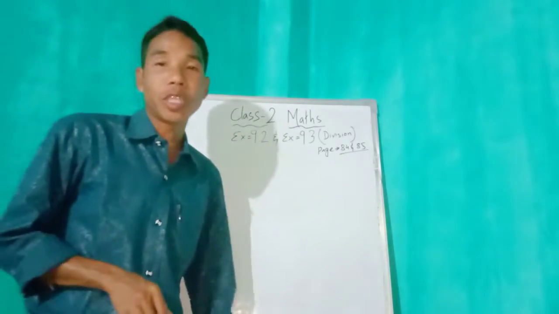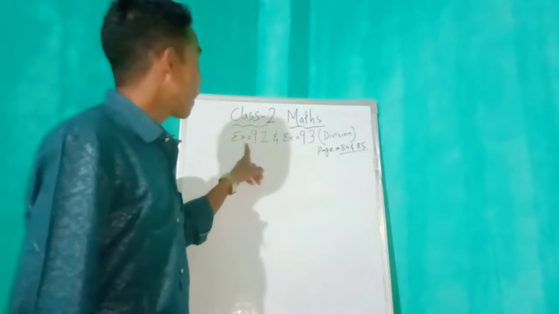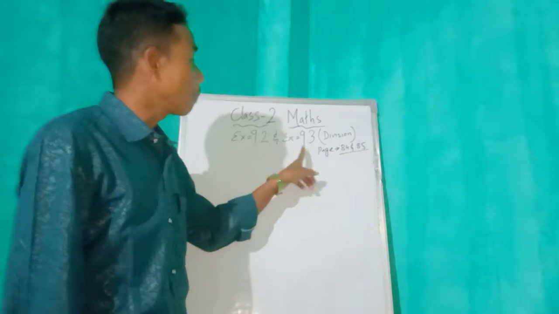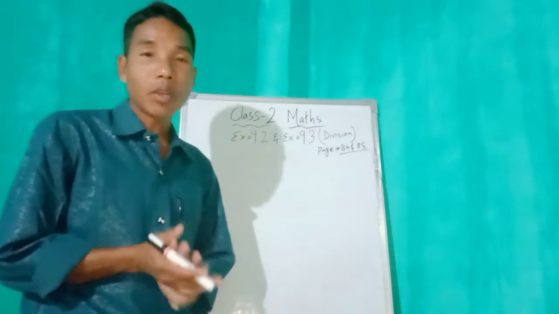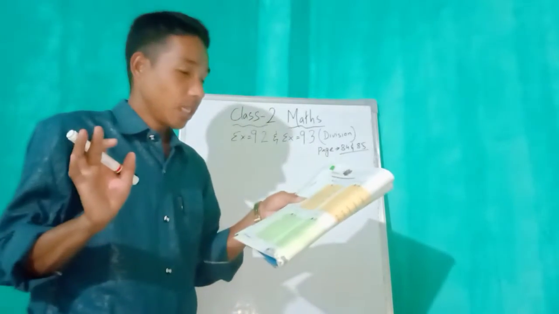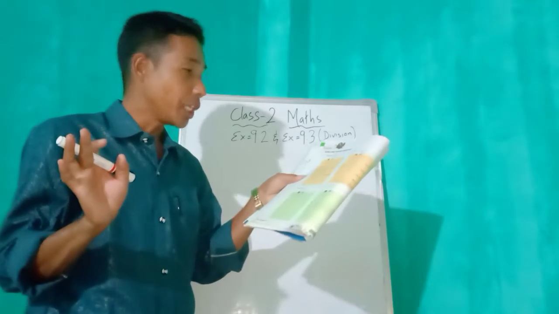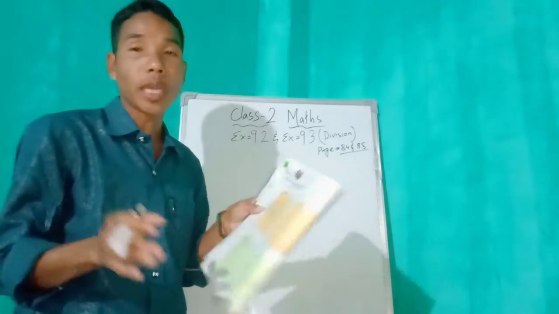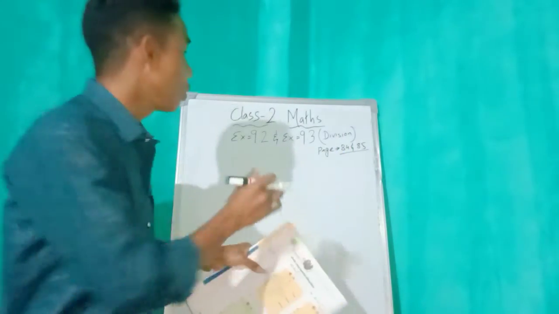Okay, so today I am going to teach exercise 9.2 and exercise 9.3. Can you please take out the math book and open to page number 84. First of all I am going to teach exercise 9.2. Everyone please pay attention and look here on the whiteboard.